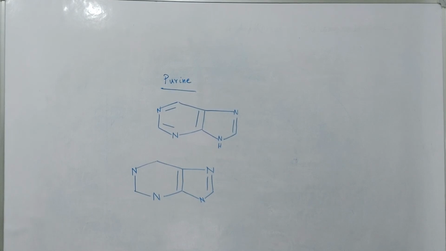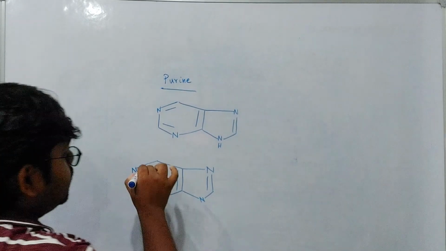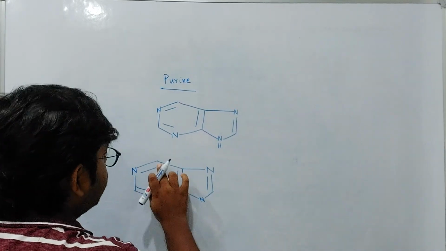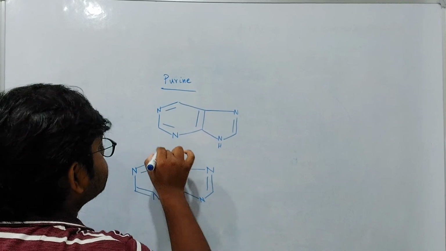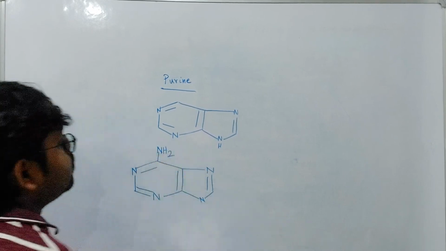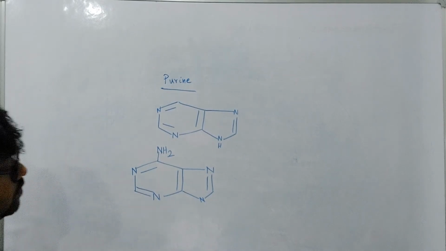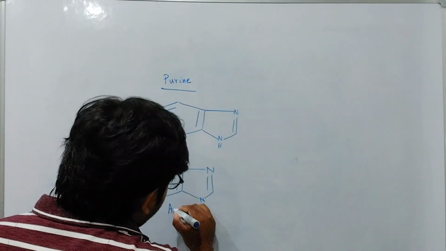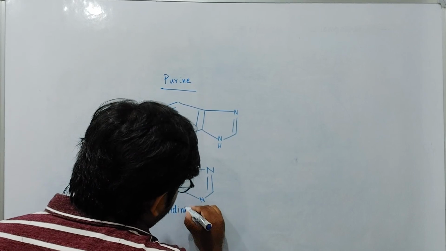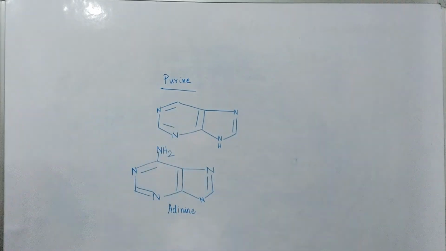Now what I will do, I will write one NH2 group at this position, and now this is known as adenine. This is known as adenine.